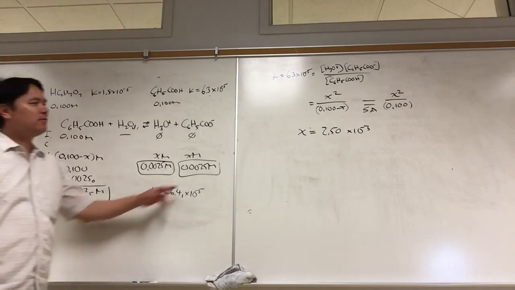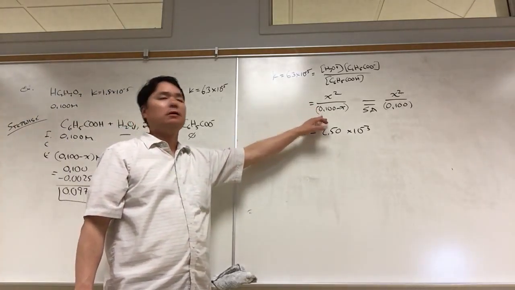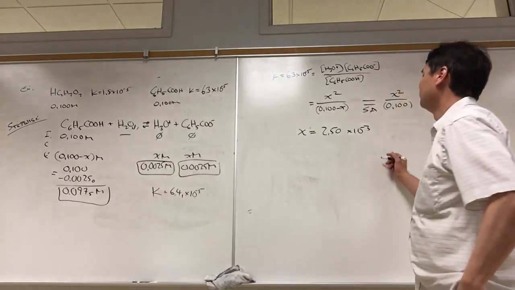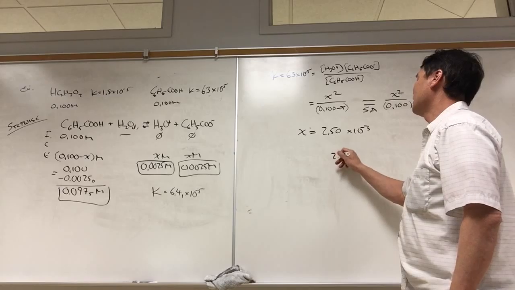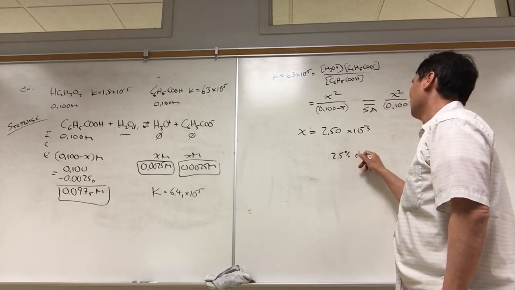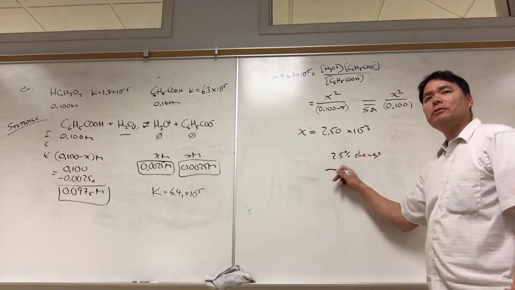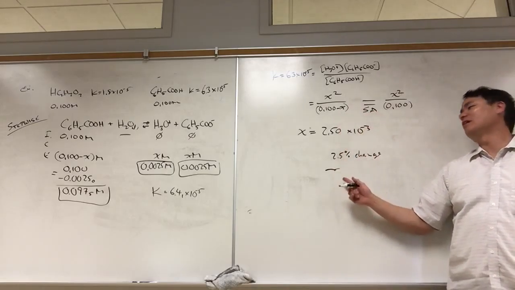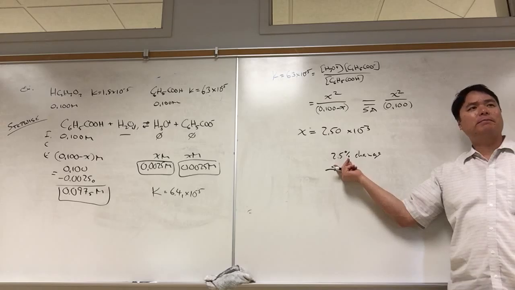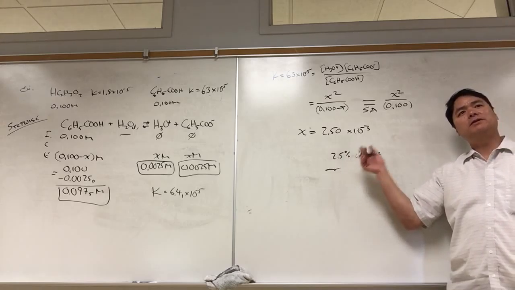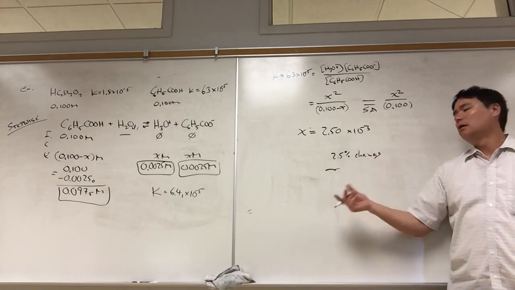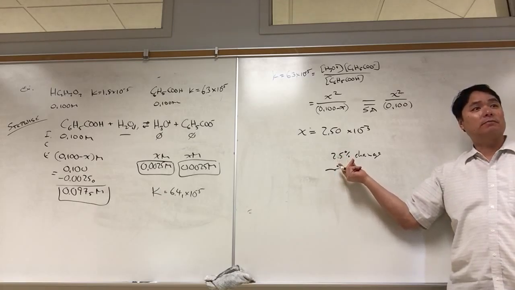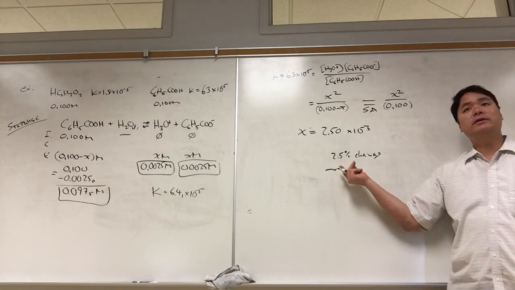Could it be because of the simplifying assumption? Yeah. Was the simplifying assumption valid? What was the percent change? This was a 2.5% change. What is the maximum percent change that we can have with the simplifying assumption? 5%. So this is kind of big, but it's still okay. But since it's kind of big, that means our error is going to be bigger than what you'd expect.